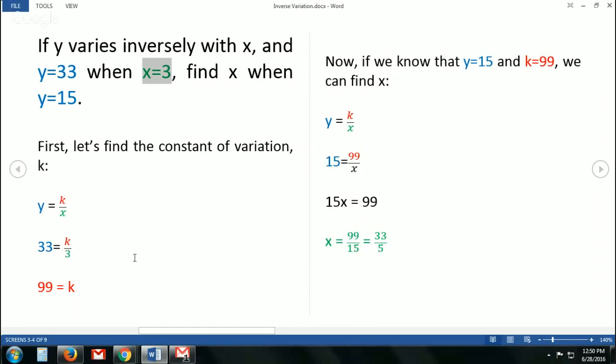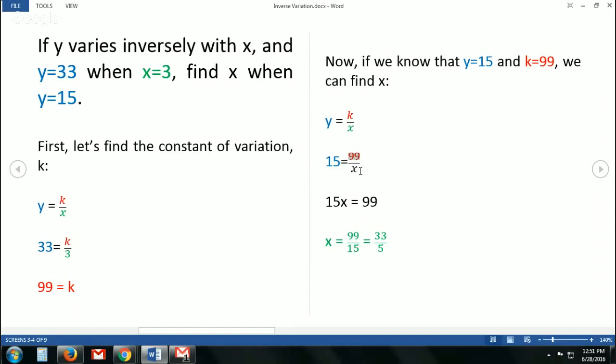Now, if we solve this for k, multiplying both sides by 3 to eliminate the fraction, we'll find that k, our constant of variation, is 99. Now that we know that k is 99, we can look at the new situation where our y is changing to be 15. Let's again set up our working equation. Y is equal to k over x, but this time we're going to use a y that is 15. Here is where we've substituted it, and we found that our constant of variation, k, is 99.